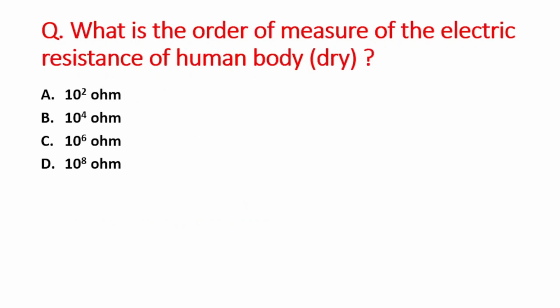Next question is: what is the order of the measure of the electric resistance of the human body, mean dry human body. A option is 10 raised to power 2 ohm, B is 10 raised to power 4 ohm, C option is 10 raised to power 6 ohm and D option is 10 raised to power 8 ohm. So the right value will be option C, that is 10 raised to power 6 ohm.